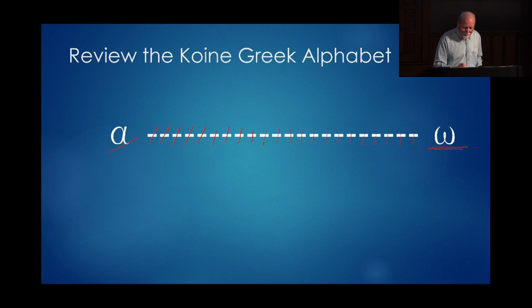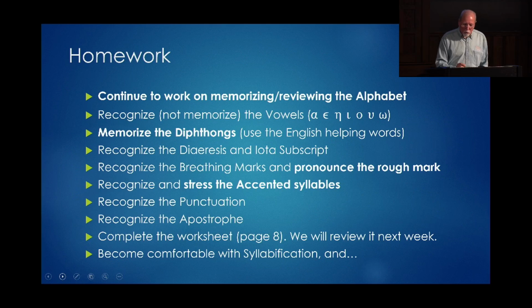All right. So, homework. Continue to work on memorizing, reviewing the alphabet. It's important. And if you get the lowercase letters done, then go ahead and get familiar with the uppercase letters. You want to be able to recognize the vowels. You don't have to memorize them, but just kind of, if you look at it and say, yeah, I know that's a vowel. Just remember your English vowels and then think about the fact that the eta can be a lengthened epsilon and the omega is a lengthened omicron, and you'll have them all.